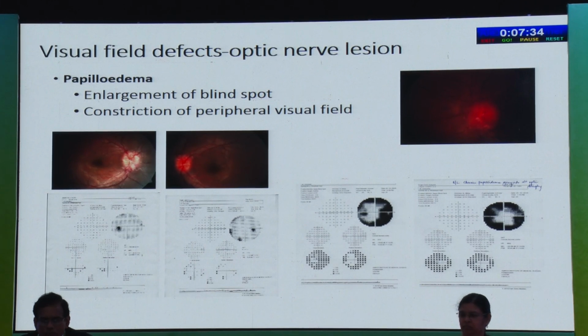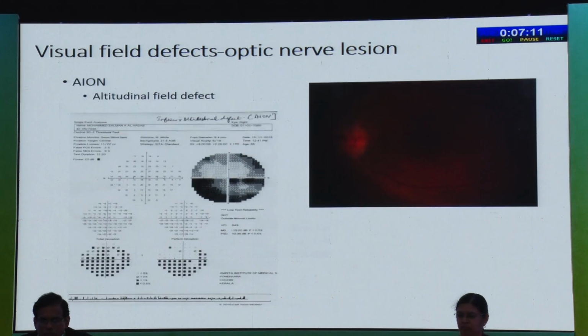When the papilledema is chronic, we can get either enlargement of the blind spot or constriction of the visual field. As you can see here, there is constriction of the visual field. That is an indication for acute intervention to prevent visual loss or optic atrophy. In AION, we get an altitudinal field defect.